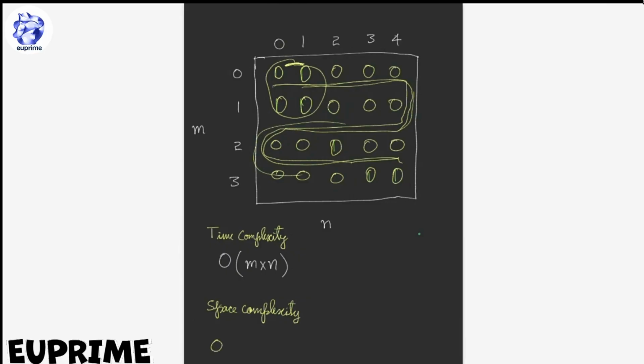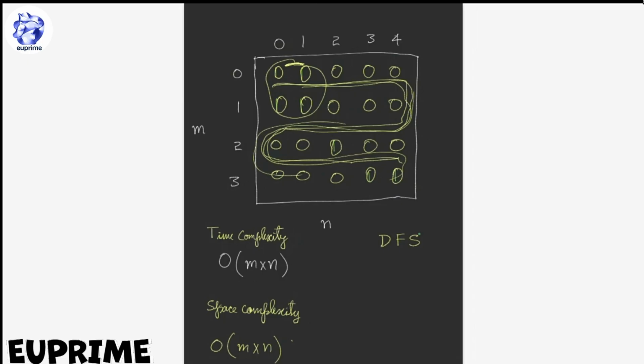is O of m cross n, because even though you're employing recursive DFS, every time you encounter an island, you do a DFS around the neighbors of the island, and once you do the DFS of the neighborhood, you immediately turn them into the ocean, which is zero. That ensures that you don't have to traverse back into this grid ever again. That ensures that space complexity is O of m cross n.